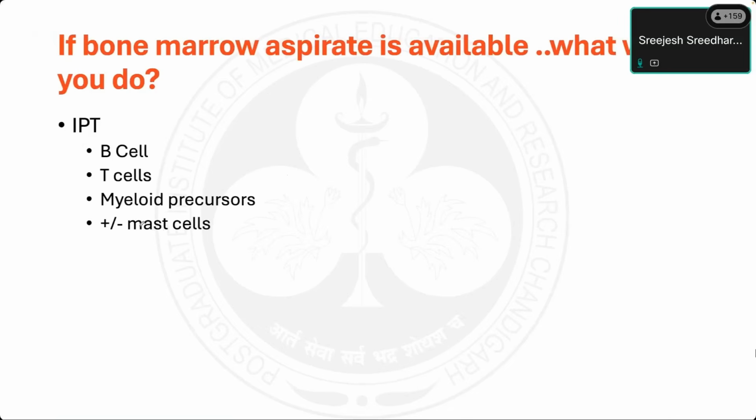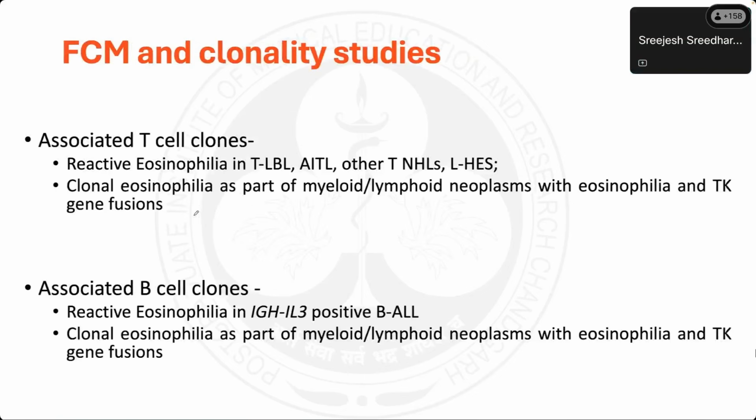B cell neoplasms can present with eosinophilia, and T cell lymphomas can present with eosinophilia. The aberrancies in the myeloid precursors help to say that this is a myeloid neoplasm with eosinophilia, and aberrancies in the mast cells, like the presence of CD2 or CD25, help to say that these are abnormal mast cells. So if the aspirate is available, the next step is flow cytometry to assess all these cells, because reactive eosinophilia, as I described previously, can accompany T-LBLs, AITLs, and various NHLs.